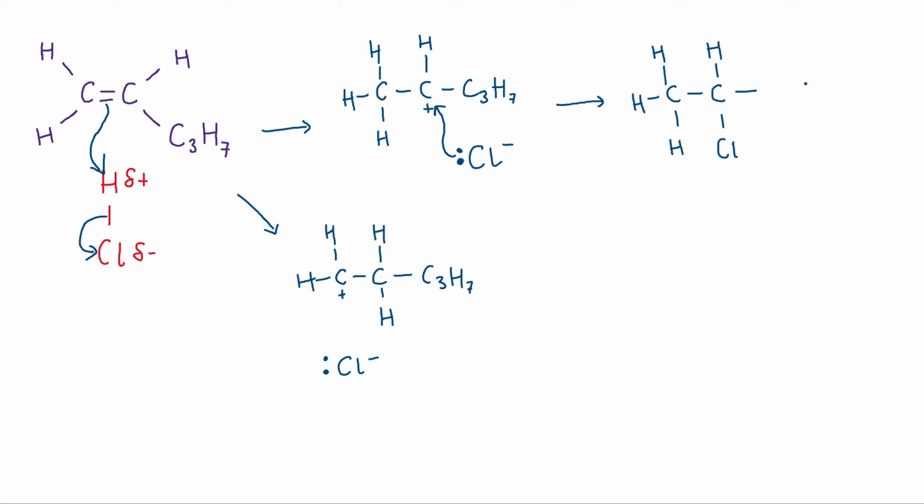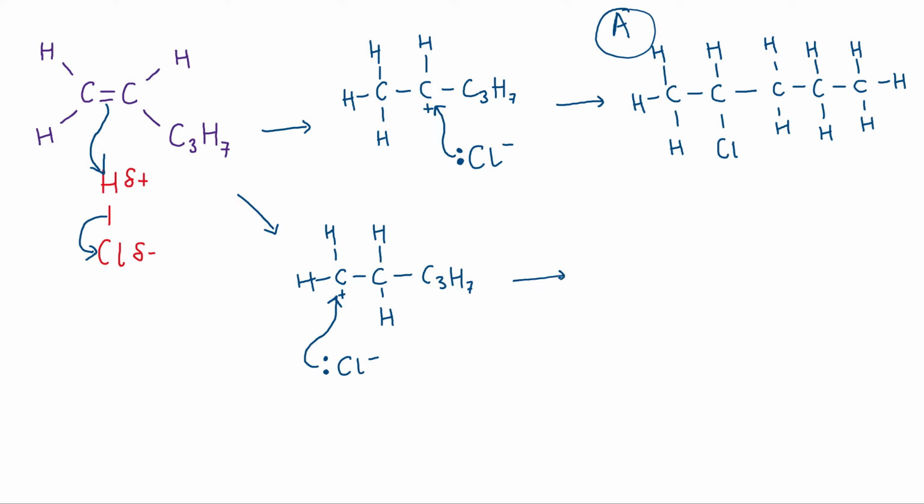This C3H7, just remember that's just a propyl chain, so that's literally just 3 carbons with 7 hydrogens, like so. And so this one here is product A, and the other possible product, so that's completing this mechanism down here. If we have again the lone pair on the chloride ion going to the carbocation, we then form this product here. So the chlorine is on our first carbon.